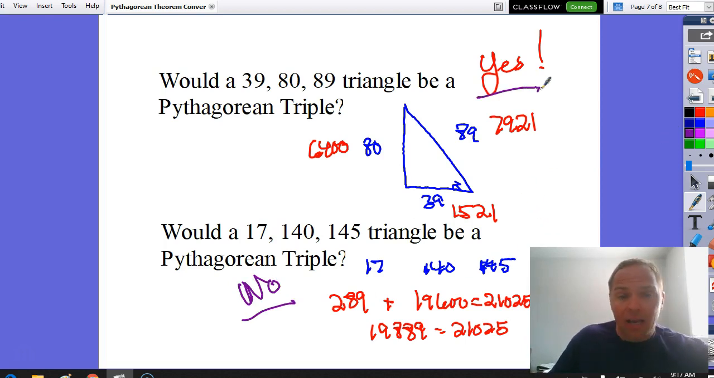This was yes, and hopefully you understand how to use a Pythagorean triple or how to test a combination to see if it is a converse. And if you have any questions, you're welcome to reach out.